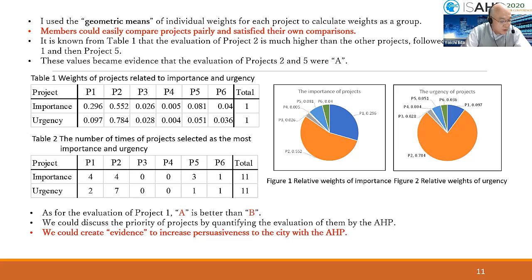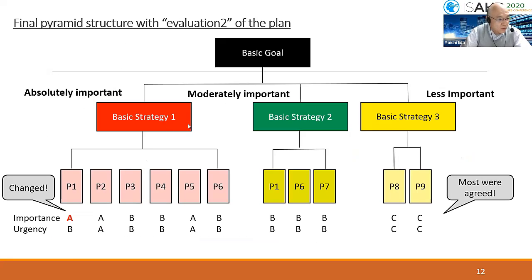On the other hand, we knew that as for the evaluation of project A1, A is better than B, at least about importance. So according to this result, the evaluation was changed to A by administrative officers later. After all, we obtained this pyramid structure with our evaluation of A, B, and C.